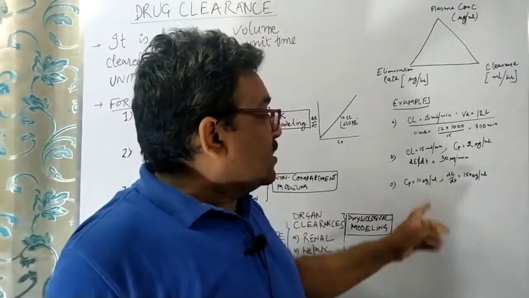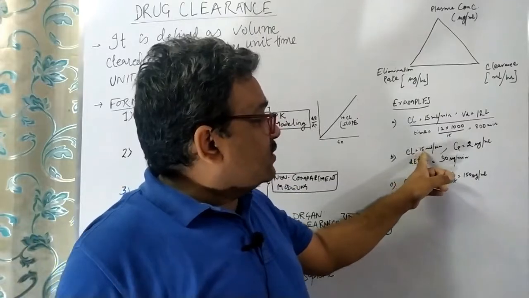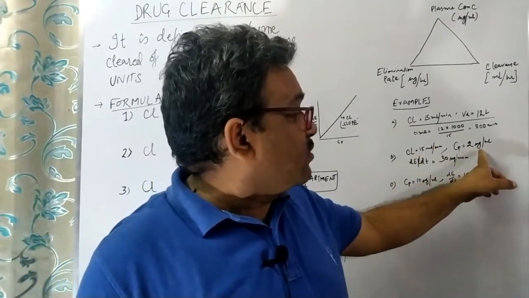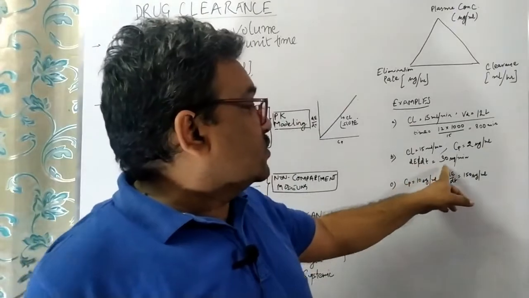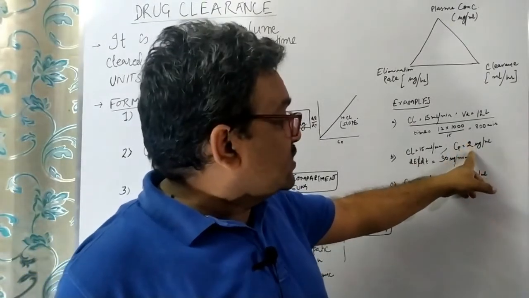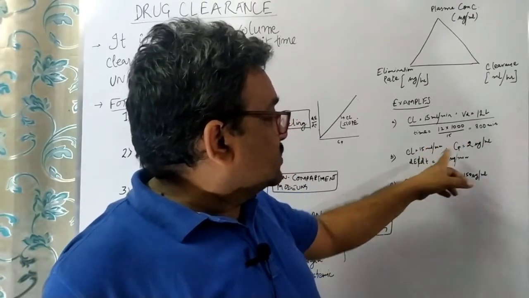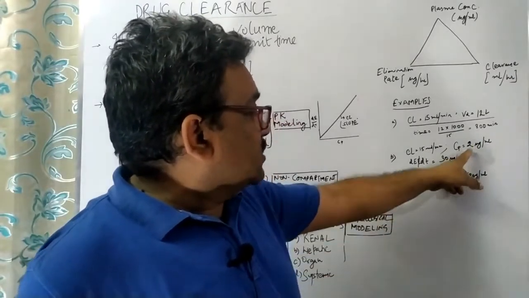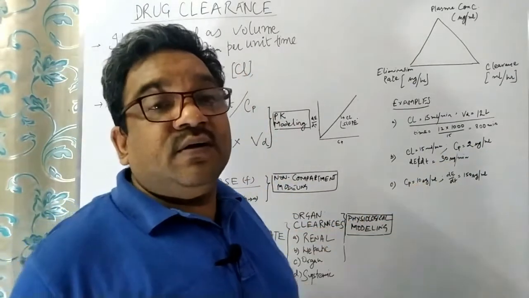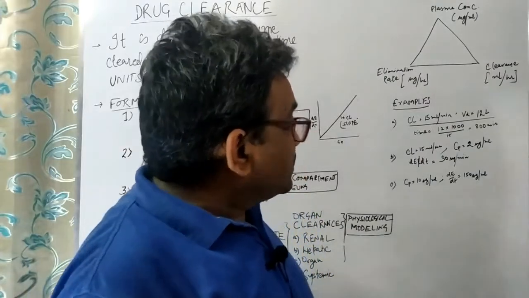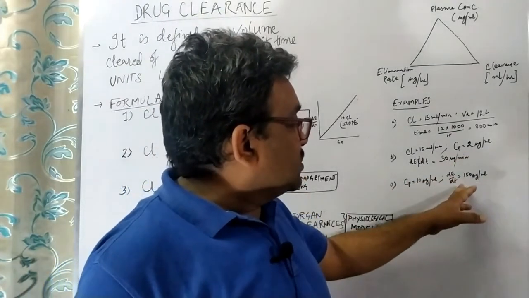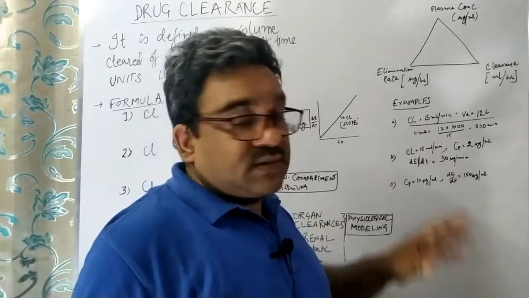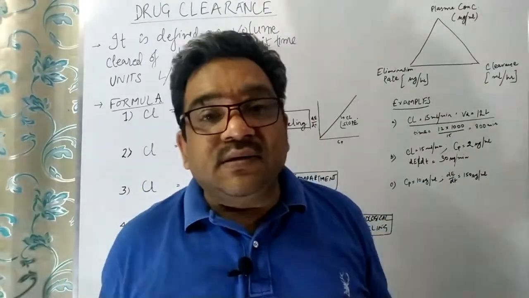As I have taken here in example B, if the drug clearance is 15 ml per minute and the plasma concentration is 2 microgram per ml, then the elimination rate is 30. If we increase Cp 5 times, the plasma concentration increases to 10 micrograms per ml, so obviously the elimination rate also increases 5 times, but the clearance remains the same.